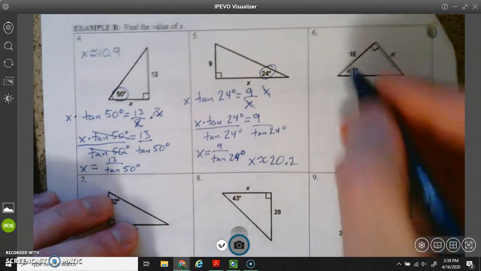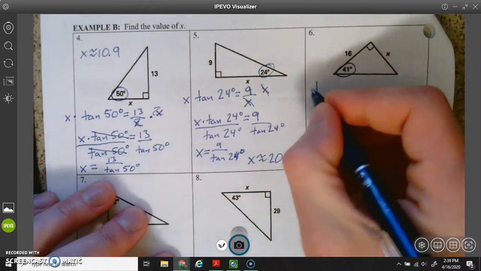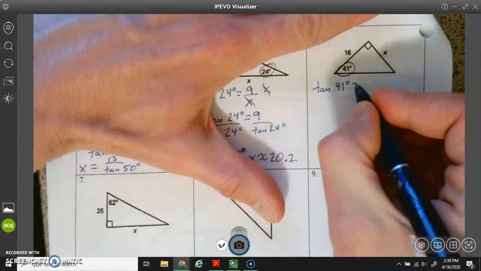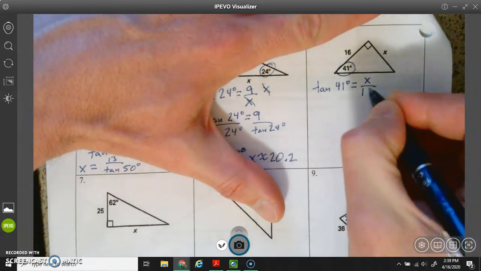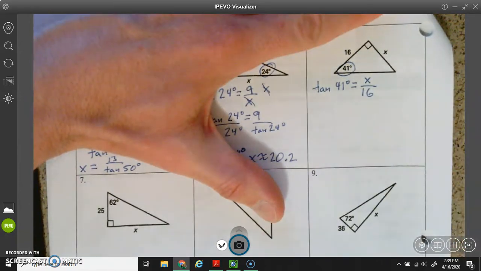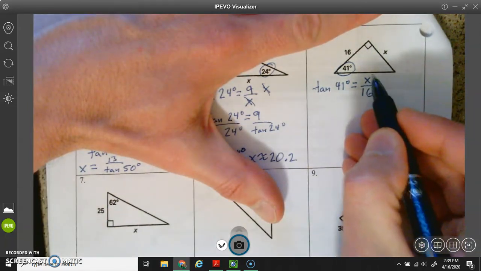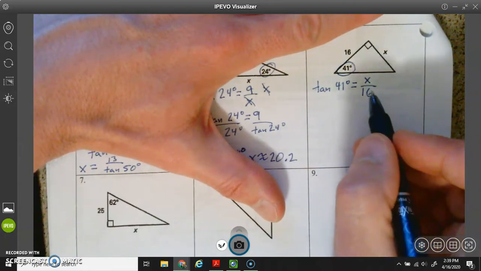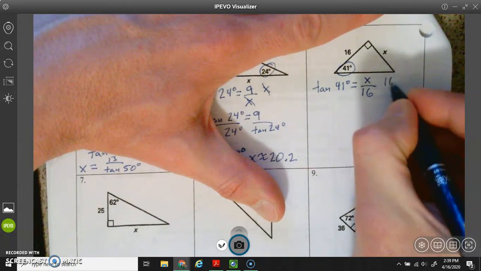So 6 is a little bit different with this. Same idea, so we're setting up exactly the same. So you have tangent of 41 degrees is equal to opposite, so x, over adjacent, which is 16. If you notice, I actually have x over here in the numerator. So if x is in the numerator, we have a different step. We want to get rid of the divided by 16. To get rid of divided by 16, we multiply by 16 on both sides.